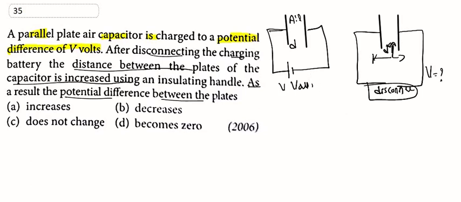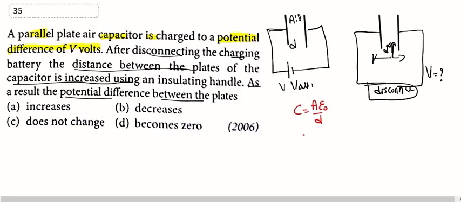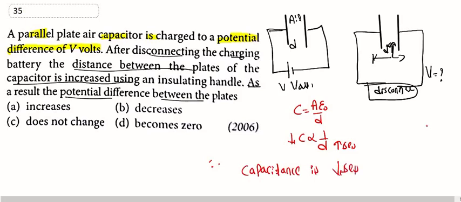First, the capacitance of a parallel plate capacitor is equal to A epsilon naught by D. C is inversely proportional to D. The distance is increased, therefore the capacitance decreases.